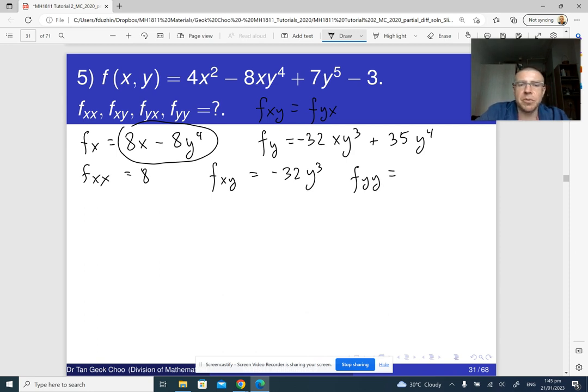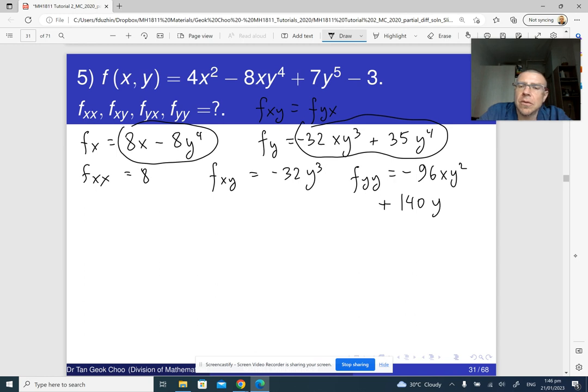And now fyy. To find fyy, we've got to begin with fy, right? And then differentiate it with respect to y again. And so here we have y cubed. The differentiation of y cubed is 3y squared. 32 times 3 is minus 96 x y squared plus 35 y to the 4. So 35 times 4 is 140, I think, y cubed, right?